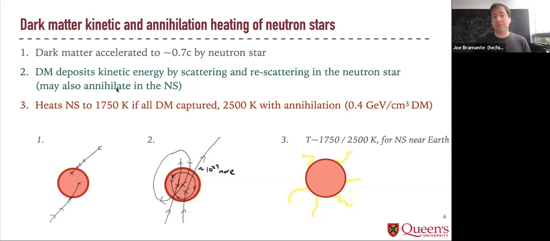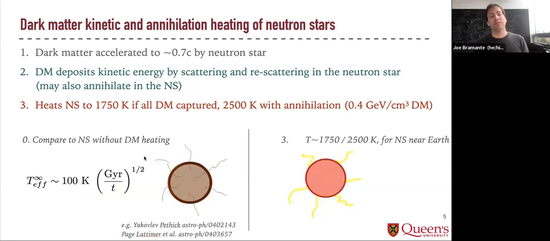And the concept is pretty simple. Dark matter is accelerated to 0.7 times the speed of light by a typical neutron star. It can deposit both its kinetic energy and annihilation energy if it's a dark matter model that annihilates. But the kinetic energy alone can heat up neutron stars to 1750 Kelvin. And this turns out to be a temperature which is far above the temperature you'd expect the neutron star to have in the late time limit of its thermal evolution.